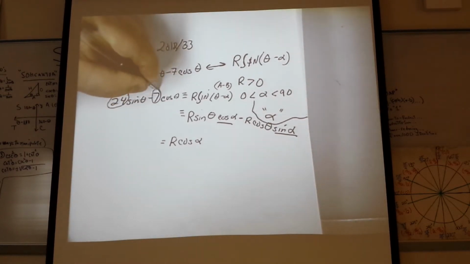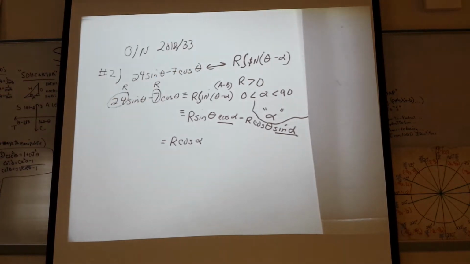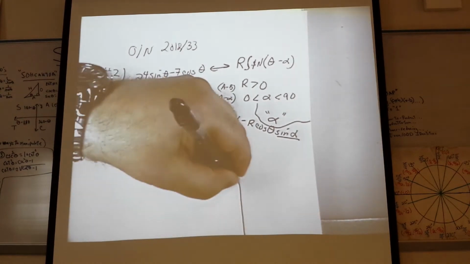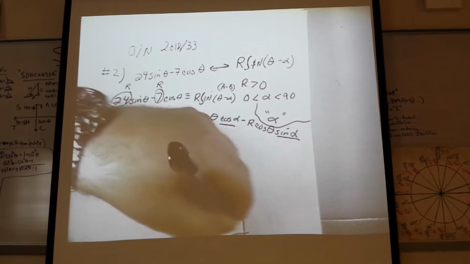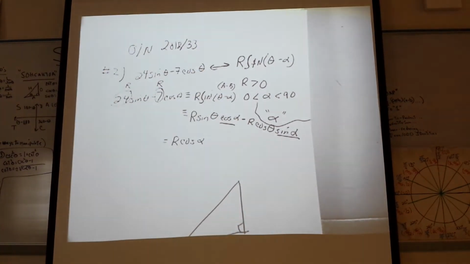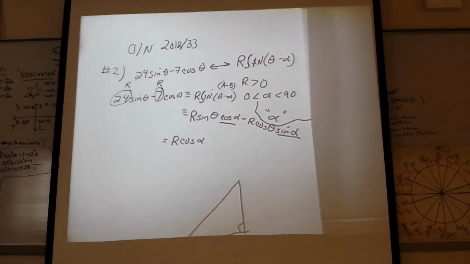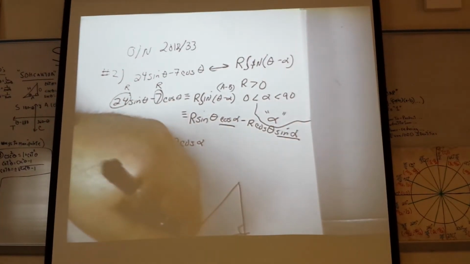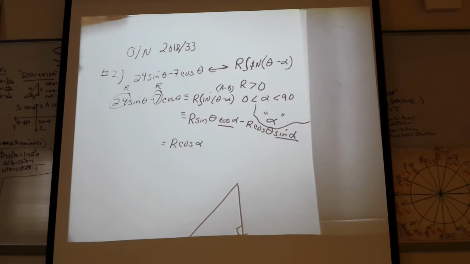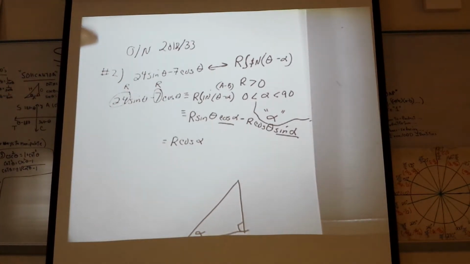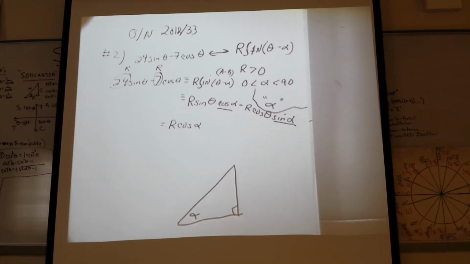See the R and the R? This is an R, this is an R. Those are legs, so to speak, of the triangle. Wherever the triangle is, it's a right triangle, of course. We're trying to find out whatever that angle is, good old alpha. Of course.